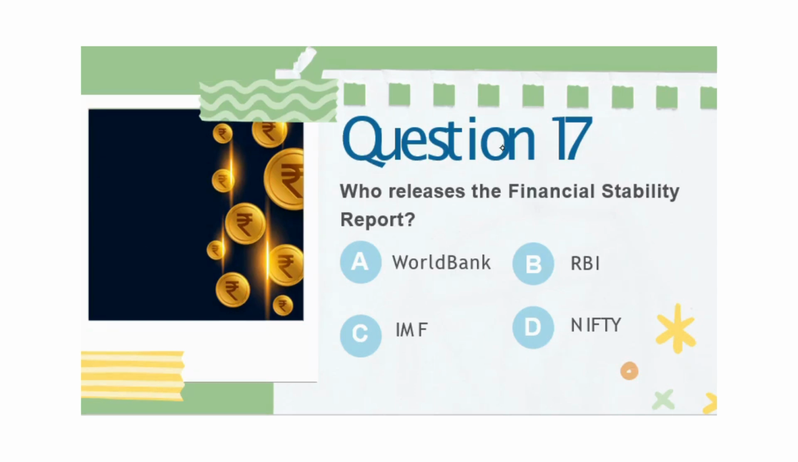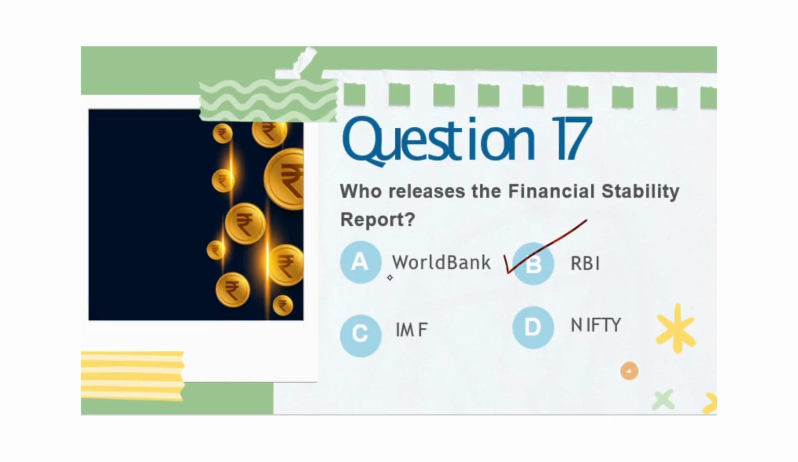Question number 17 is, who releases the financial stability report? Option number A is World Bank, option number B is RBI, option number C is IMF, and option number D is Nifty. And the correct answer here is option number B, RBI. So reports and indices are very important for various competitive exams. And World Bank, IMF, Nifty all produce reports.